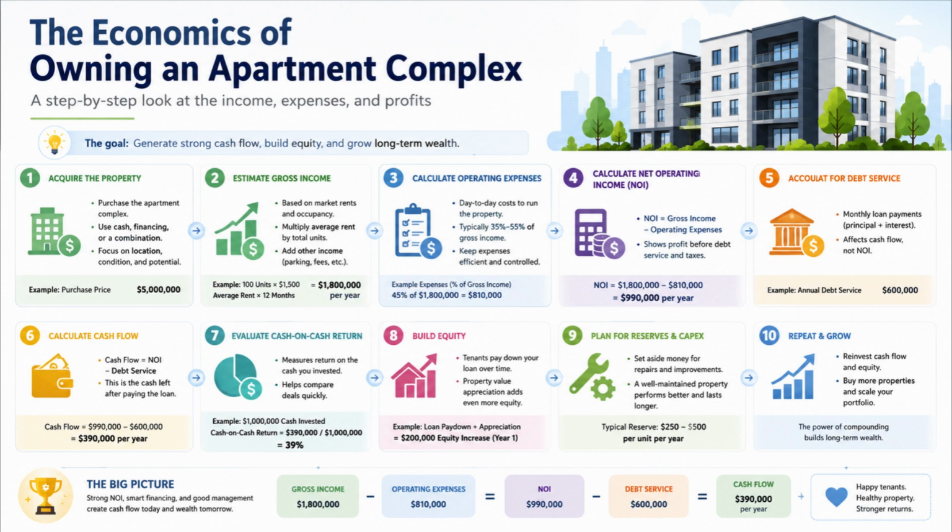So the big picture is simple. Gross income starts at $1.8 million. Then operating expenses of $810,000 are deducted, leaving $990,000 in NOI. After paying $600,000 in debt service, the owner has $390,000 in annual cash flow. When the property is well managed, tenants stay happy, the building stays healthy, and the owner can build stronger returns over time.